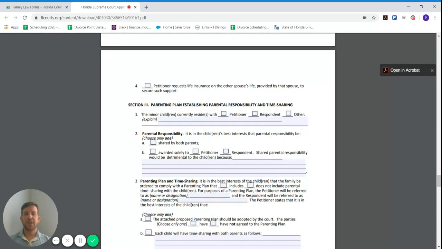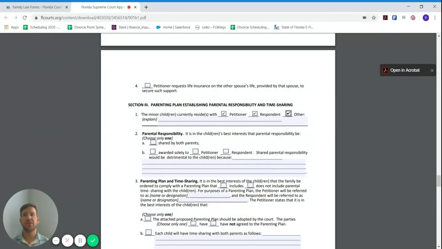Now, next you're going to get into the parenting plan. What do you want to do with your children? The minor children or child currently resides primarily with petitioner, respondent, or other. You're going to say where your children are laying their heads at night. Next, you're going to get into parental responsibility.